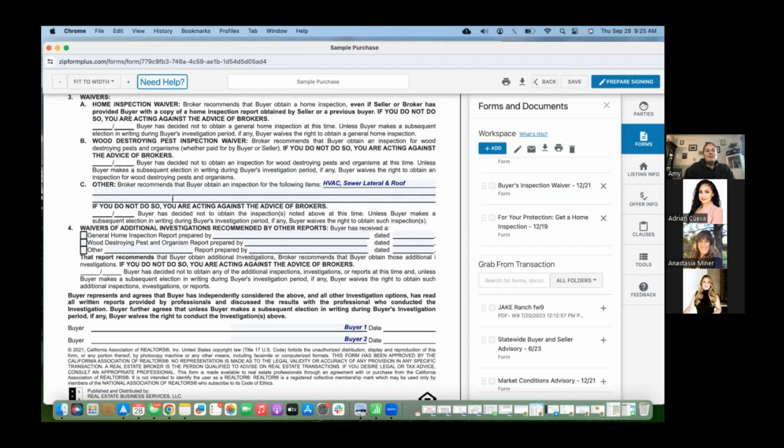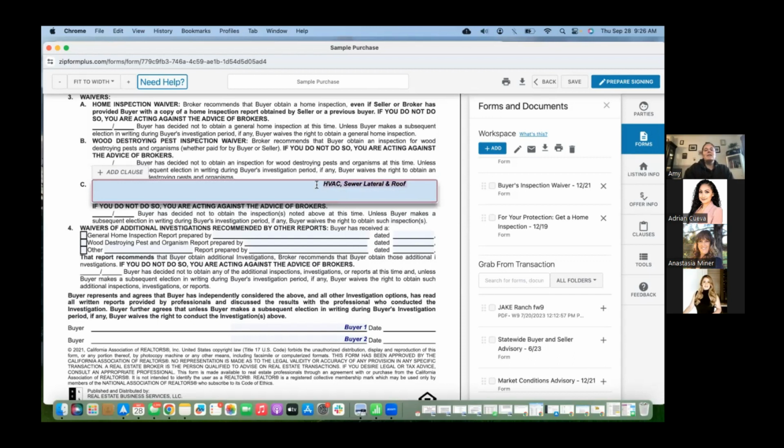If you do not do so, you are acting against the advice of the brokers. Buyer has decided not to obtain the inspections noted above at this time unless buyer makes a subsequent election in writing during buyer's investigation period, if any. Buyer waives the right to obtain such inspections. So again, I usually put everything here that I would recommend. If they've chosen not to have one of these, then they would initial here that they've chosen not to have an HVAC or a roof. I'm still going to put them all in there so that we know, or you could just put what they've decided not to have, right?